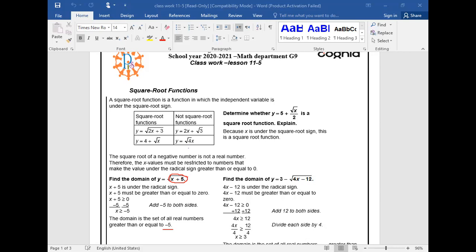Let me check something with you. Now we said that the domain, which means the values of x that keep the number under the square root positive or 0, is x more than or equal to negative 5.